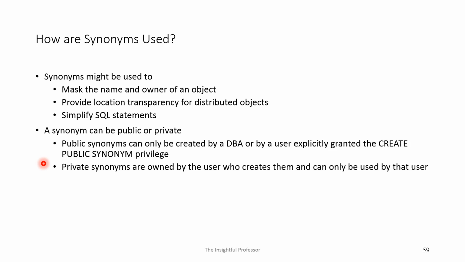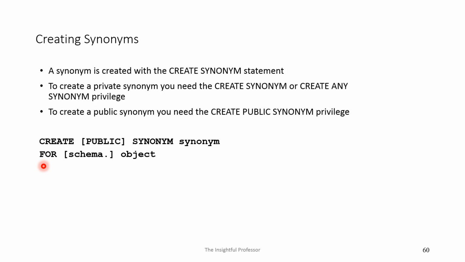We don't need Create Public Synonym, but we do need Create Synonym. And these would be owned by whoever creates them, and they present aliases or synonyms for other database objects. The syntax for creating a synonym: simply create synonym, give it a name. That name must be unique within the context of where it's going to fit. So if it's a private synonym, you cannot have two synonyms with the same name in your schema. If it's a public synonym, then we cannot have two public synonyms with the same name, because those are kind of global in a sense.